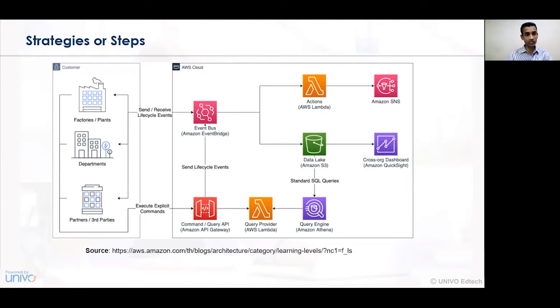Now let us understand what the various factors or functions are that have been undertaken in terms of strategies or the steps that have been adopted. This particular diagram shows the actions that have been initiated in a certain organization, that is AWS, in which each and every activity is conducted and correlated with each other. At the customer level, we have various factories or plants, various departments, and various partners, that is, third parties.